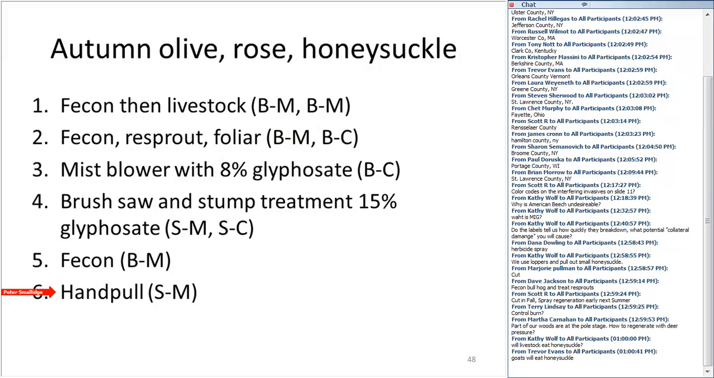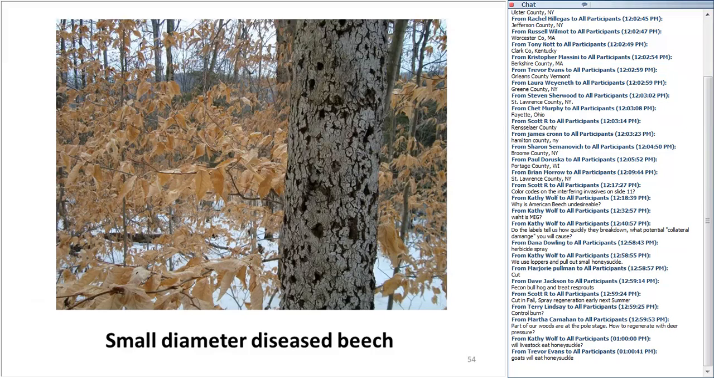All right, so let's jump ahead. We're at 1 o'clock. I'm going to jump around a little bit. I want to make sure we talk about beech. So the problem with beech is, it's a great species, and so all of you had some good ideas.